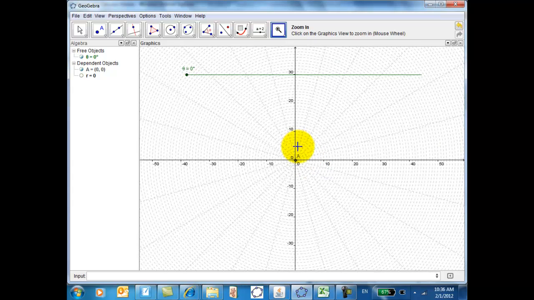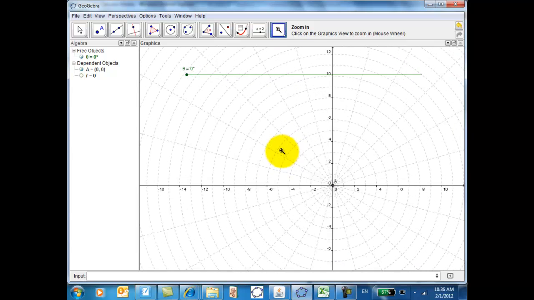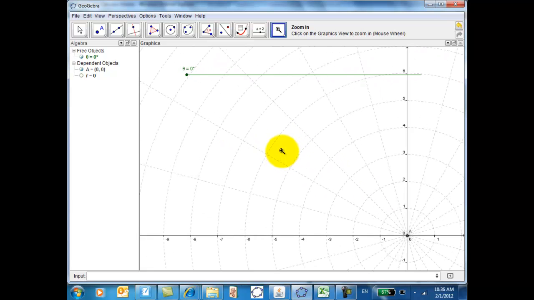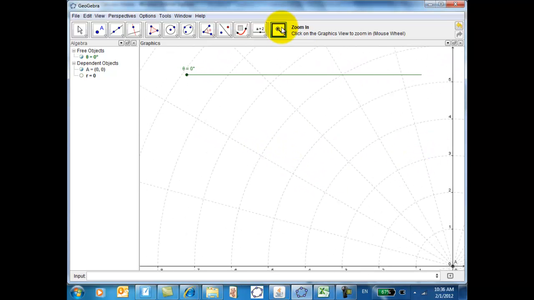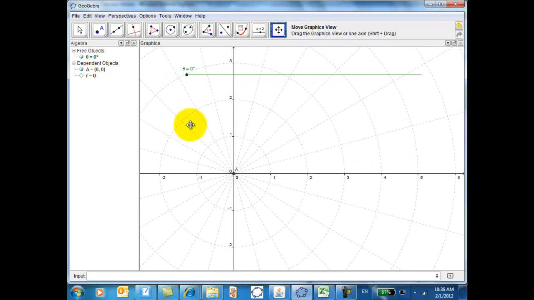Schneid. Zoom in, right? Yeah, there we go. It's getting better. Graphics view like this. Okay, this should be better now, right?